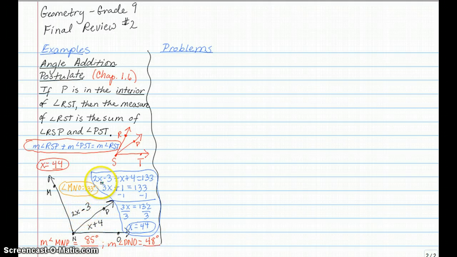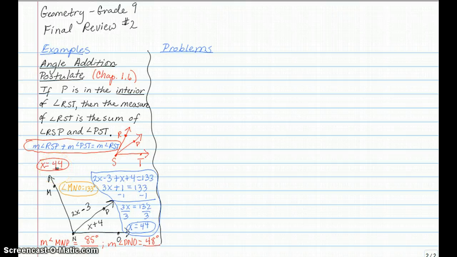So you take 2x minus 3 and you put it together with x plus 4, that's addition, equals 133. Combine like terms: 2x plus x is 3x, negative 3 and 4 is 1, equals 133. Using the subtraction property of equality, you subtract 1 from both sides and end up with 3x equaling 132. Then you divide both sides by 3 using the division property of equality to isolate the variable, and x is 44. So your x value is 44.